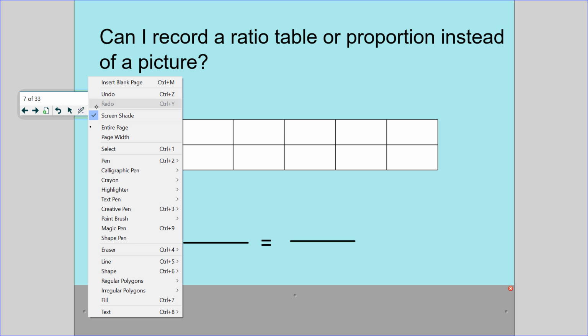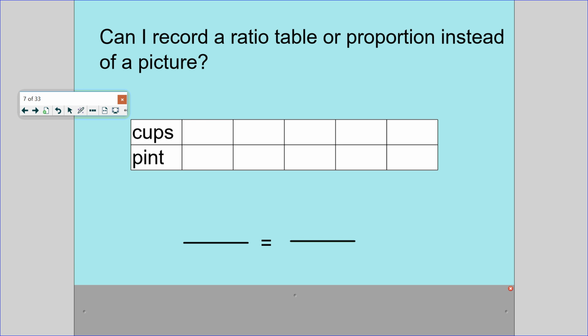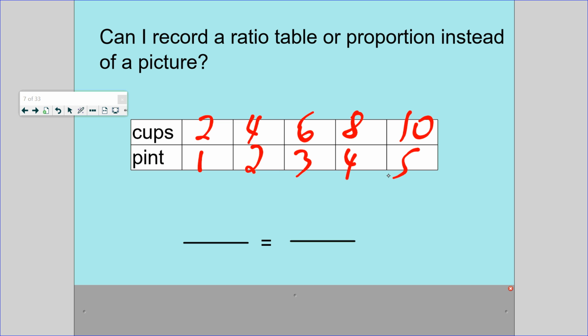What I just said. Where's my pen? There are 2 cups for 1 pint. If you have 4 cups, you have 2 pints. 6 cups will be 3 pints. 8 cups will be 4 pints. And 10 cups will be 5 pints.